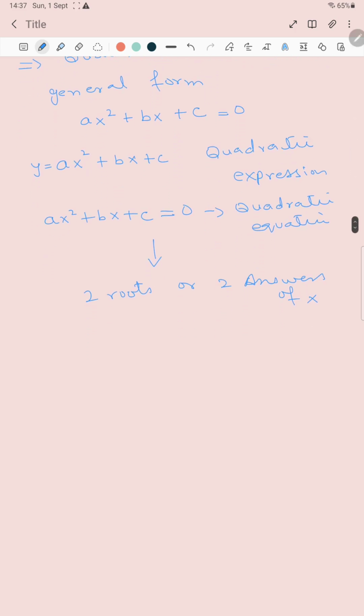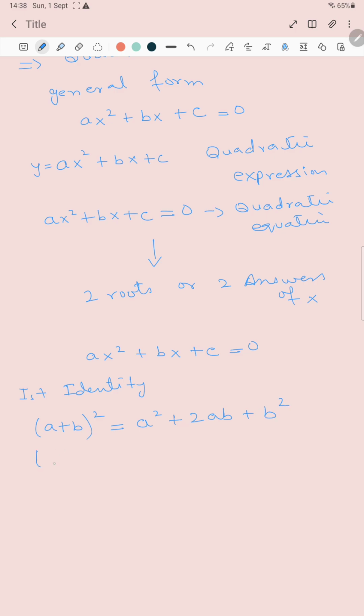Now we know that the general form of the quadratic expression is y is equal to ax square plus bx plus c, and if you are writing the quadratic equation, it is equal to 0. Before starting the completing the square method, first we will revise the first identity and the second identity. If you remember the first identity of algebra, it is a plus b whole square equal to a square plus 2ab plus b square.